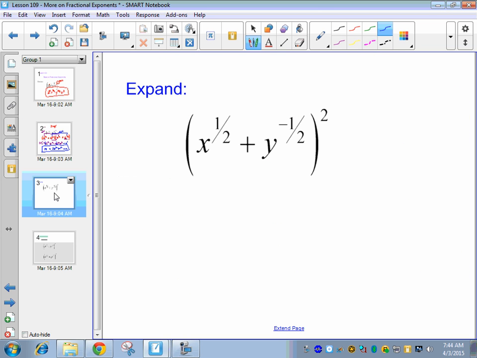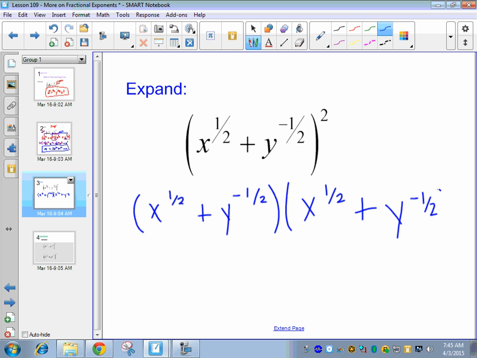So let's try another one. First thing you should do is write it out so you can FOIL it. So x to the 1/2 plus y to the negative 1/2. And then the same thing, x to the 1/2 plus y to the negative 1/2. Okay, so I'm going to multiply the first times the first. So Kyle, what's x to the 1/2 times x to the 1/2? Just x, because you add exponents, so it's x to the first.